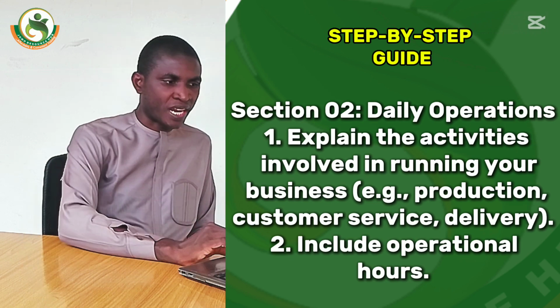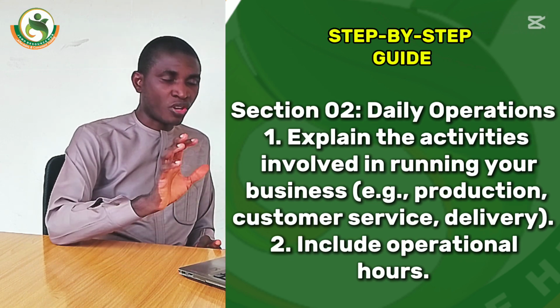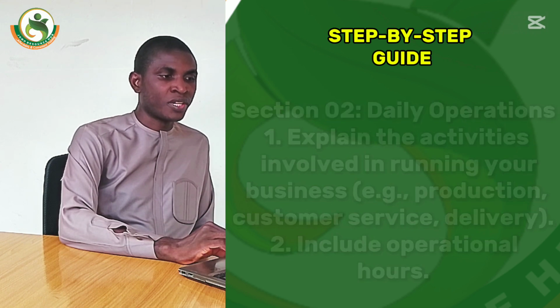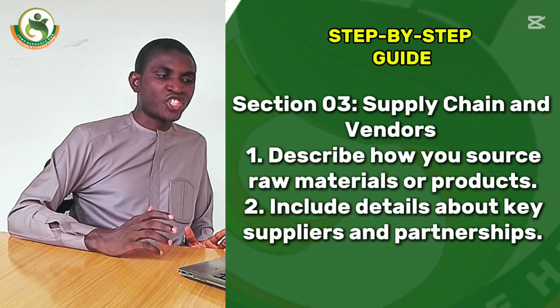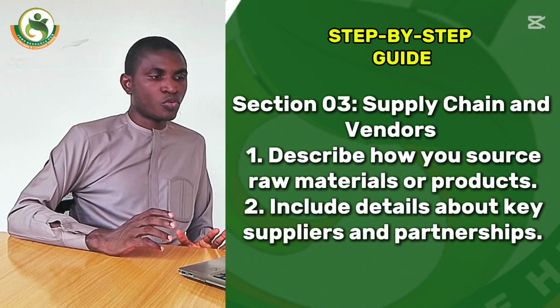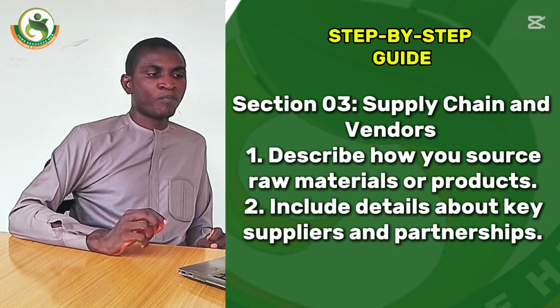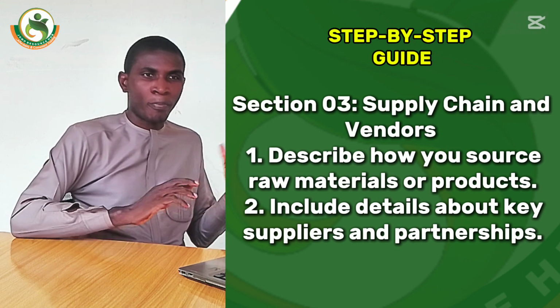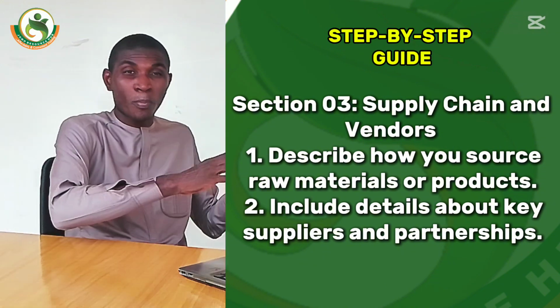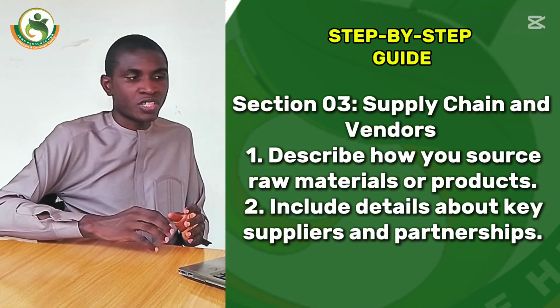Very, very important. Next, if you have done this, then we move to the third section. The third section has to do with what? Supply chain and vendors. Here, you want to describe how you source your raw materials or your product. If you are in trading, you buy product and sell the product. Where do you buy from? Who supplies you the product?